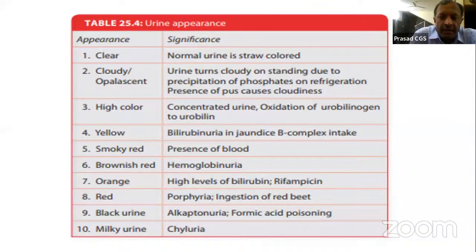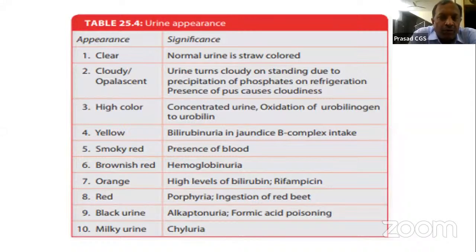Coming to the urine analysis, the normal volume of urine excreted per day is around 1 to 1.5 liters. When it is less than 300 ml, it is called oliguria, and when it is more than 3000 ml, it is called polyuria. Depending upon the appearance, normal urine is straw-colored, and if it is high-colored, it is concentrated urine.